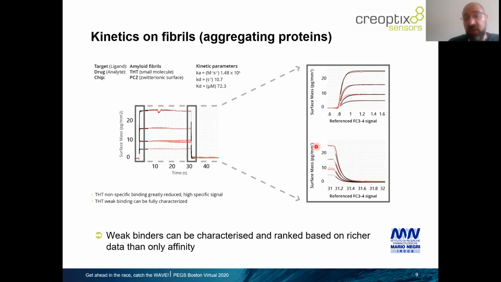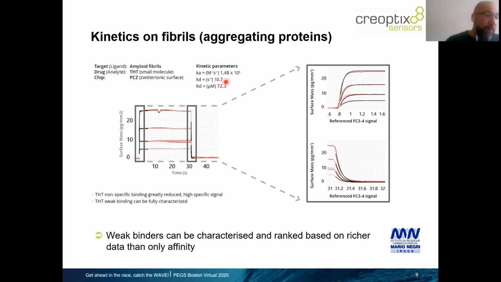But as you can appreciate here, when we zoom in on the dissociation curve, we can derive off rates up to 10 per second. This is an off rate of 10 per second, which means it's 0.069 seconds in terms of half-life, 69 milliseconds in terms of half-life.